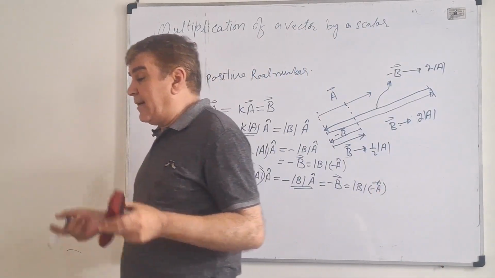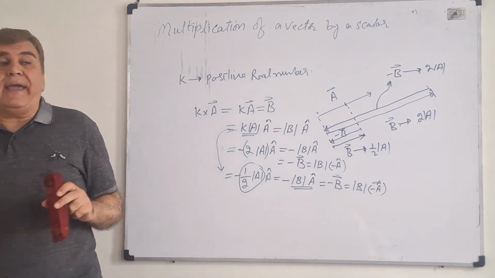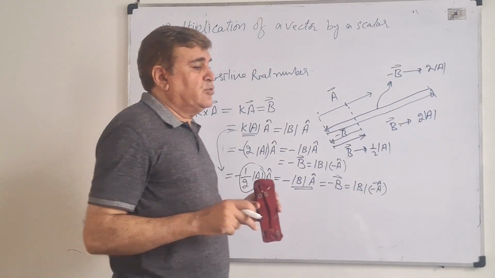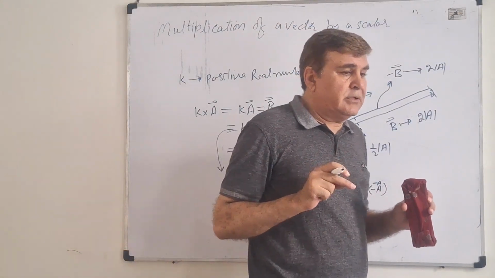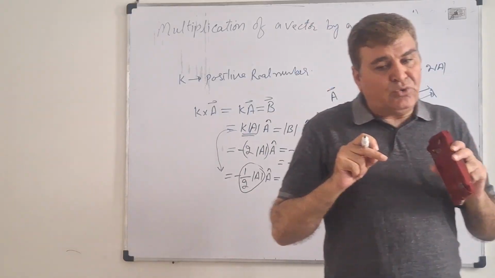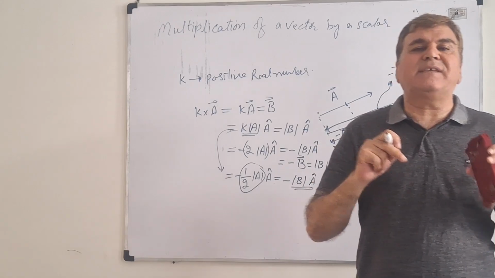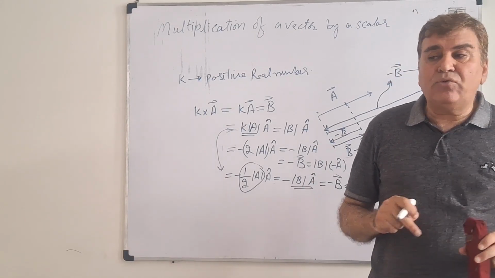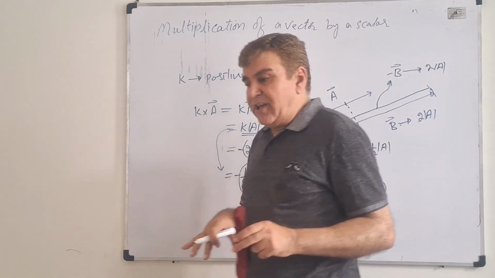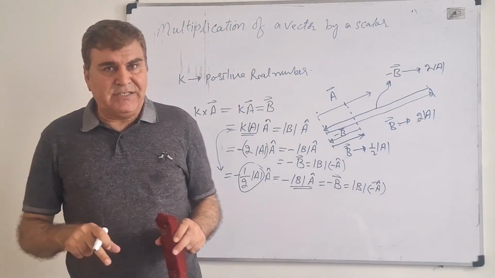line of the vector. On the other hand, when we multiply a negative real number to the vector, the negative real number changes the magnitude of the vector according to its weight and also reverses its direction. So a negative real number reverses direction and also changes magnitude.